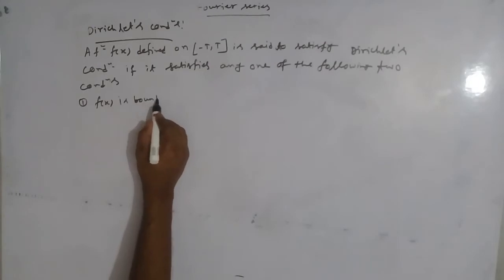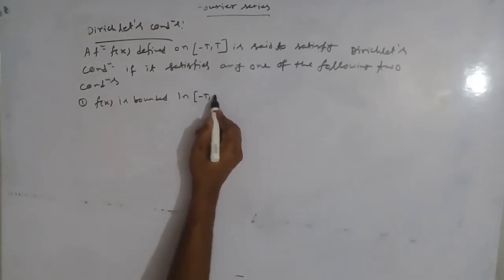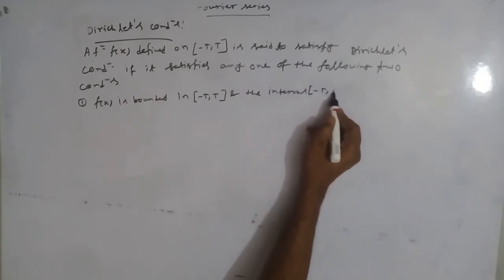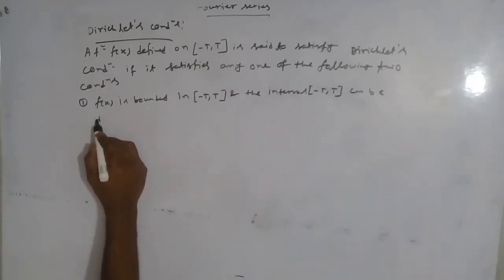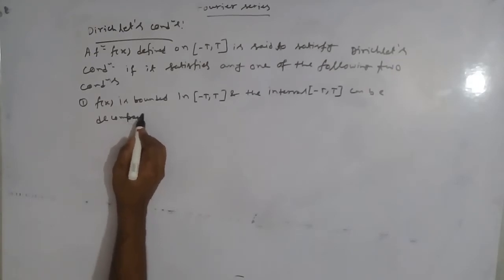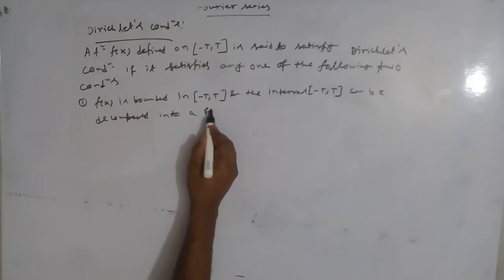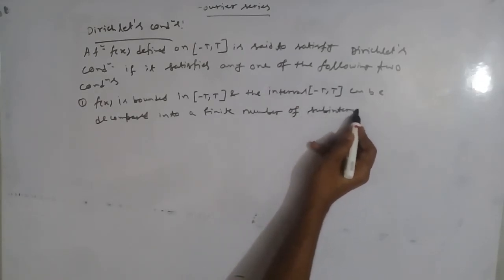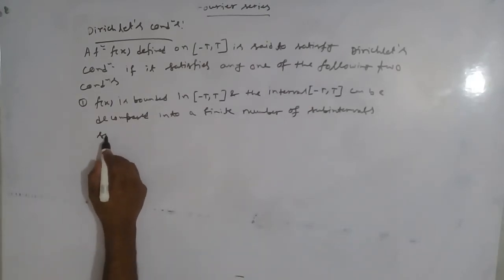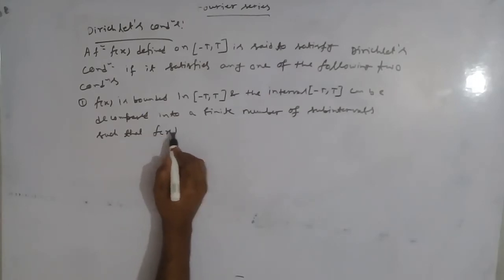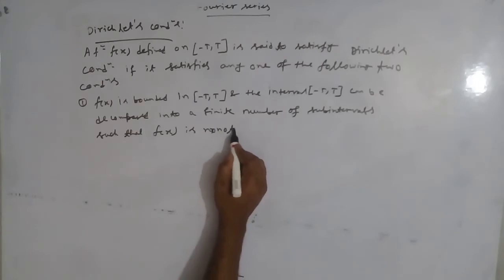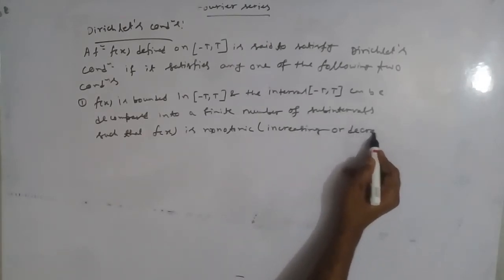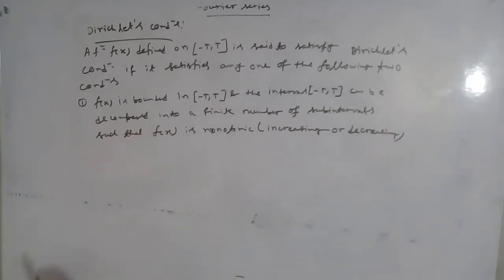So the two conditions are: number one, f of x is bounded in the closed interval minus t to t, and the interval minus t to t can be decomposed into a finite number of subintervals such that f of x is monotonic, increasing or decreasing, on each of the subintervals.